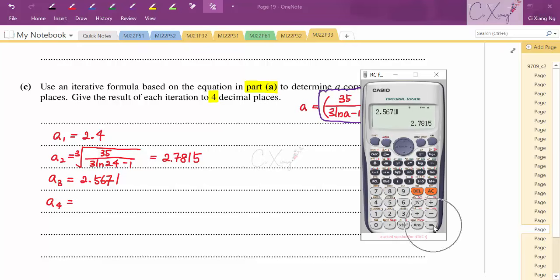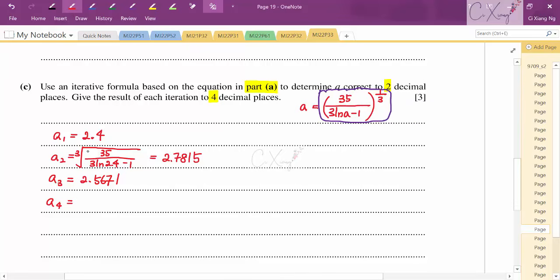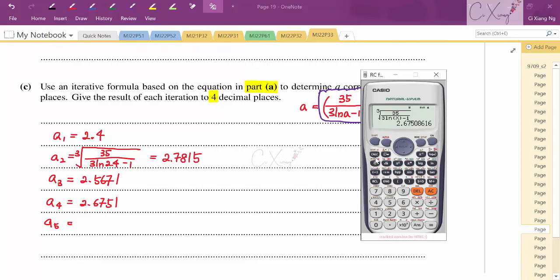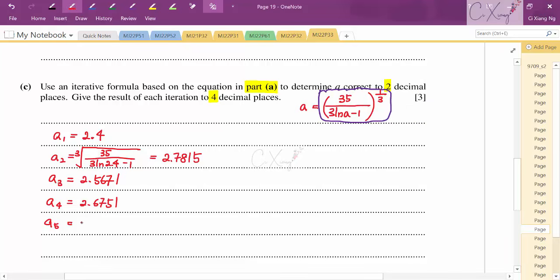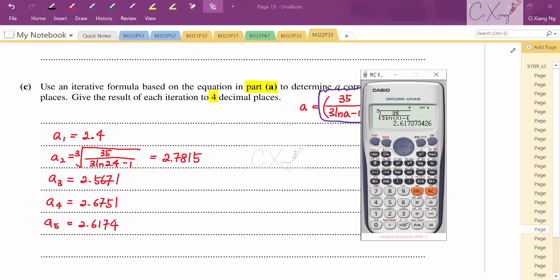2.5671 for the next iteration, press equal sign. From here you can see 2.6751. Okay, so continue further. Calculate again, 2.6751, press equal sign, 2.6174. I shouldn't stop here yet, because if I double check the 2 decimal place answers, they have not repeated yet. So I should continue until I get a repeated answer for 2 decimal places.